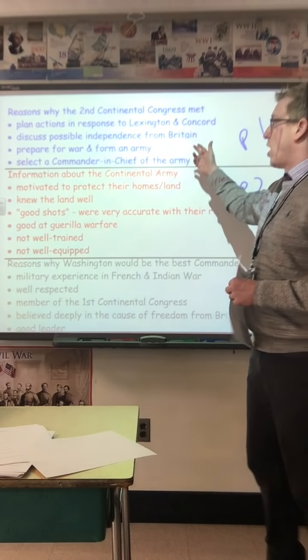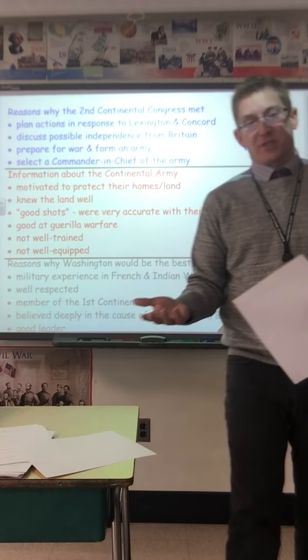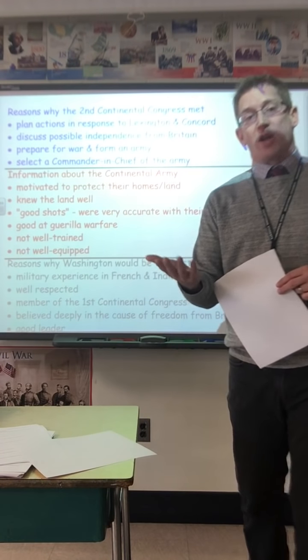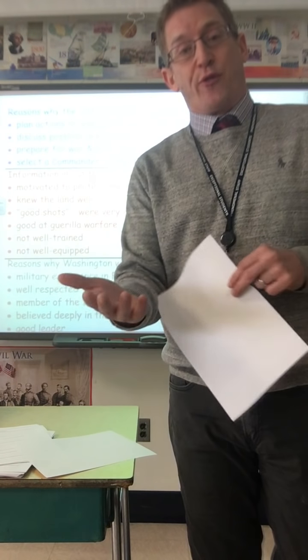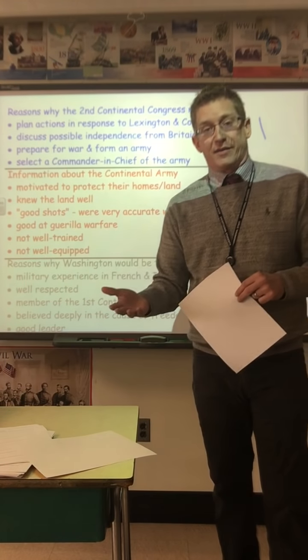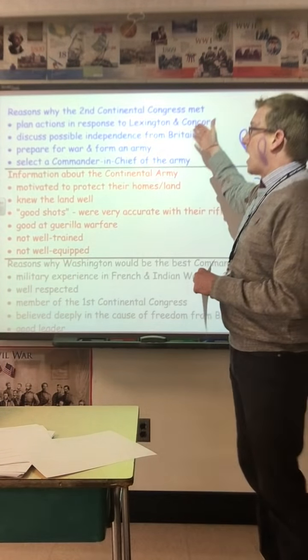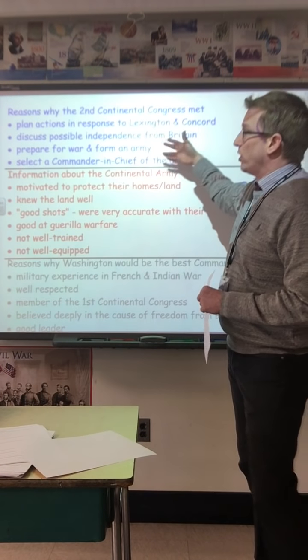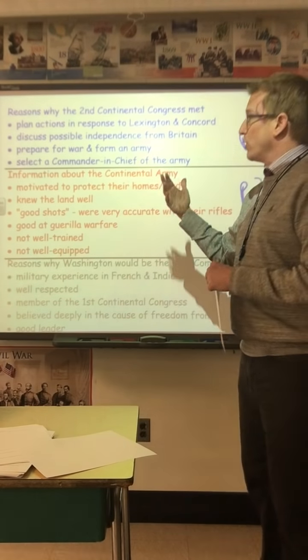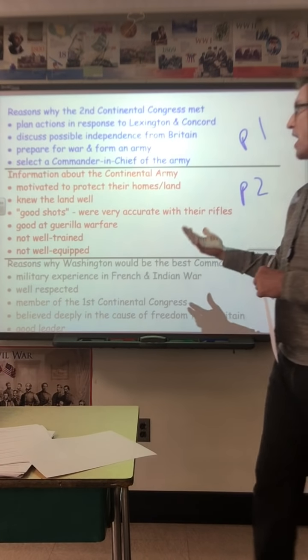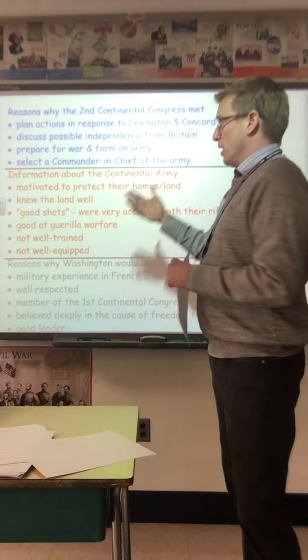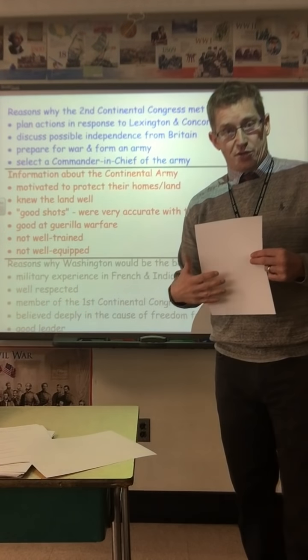In paragraph number 1, you're going to tell him what is the purpose of this letter. I would simply start by saying, dear George, I'm writing you to inform you that the Second Continental Congress has met in Philadelphia. And here's why we met. And what I would do is just try to use some voice to kind of get these bullets into your letter. We met, obviously, to try and plan actions to respond to what happened at Lexington and Concord. So that's paragraph number 1 in your own words.